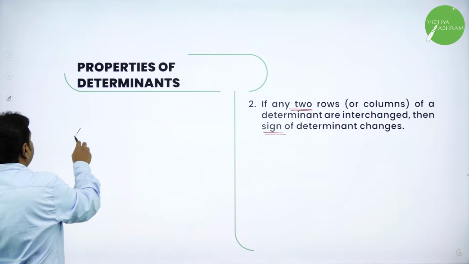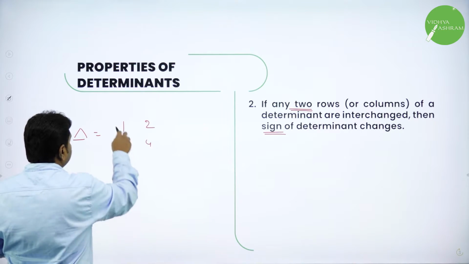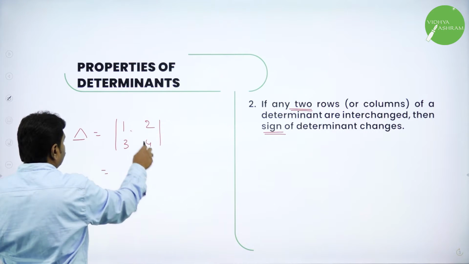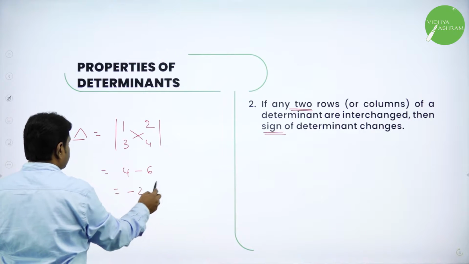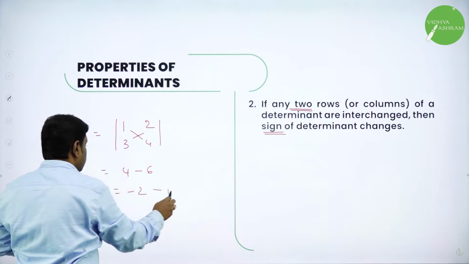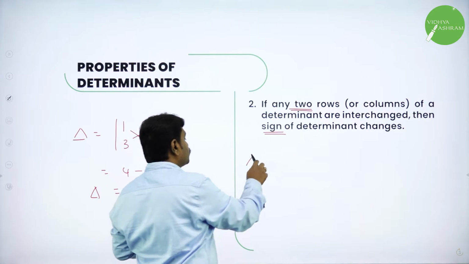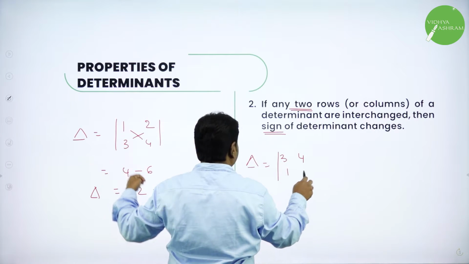Suppose I take delta equal to 1 2 3 4. You expand this: 1 4s are 4, minus 3 2s are 6, you'll get minus 2. Delta dash I'll take separately. So now I got delta, call it as 1. For delta dash, I'll interchange the rows. I'll change the first row to the second row. So I'll make the first row the second row and the second row the first row.